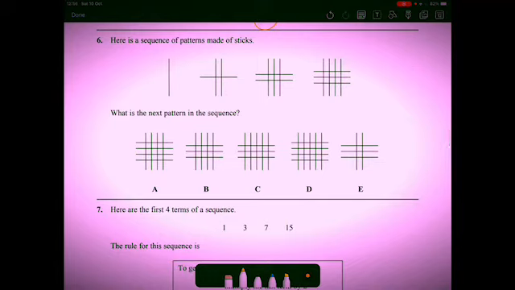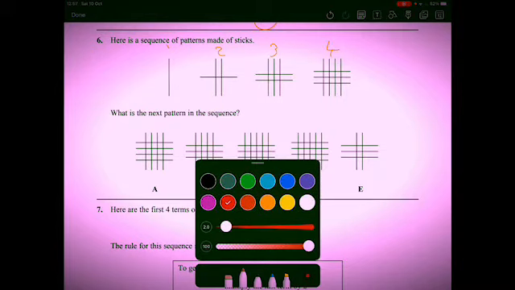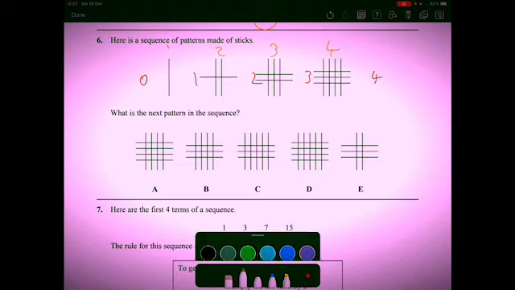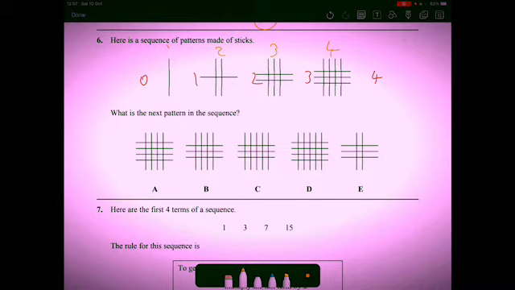Question 6. Here is a sequence of patterns made of sticks. How exciting. So we've got 1 vertical stick, then 2, then 3, and then 4. And then in terms of the horizontal sticks, we've got none, then 1, then 2, then 3. So what we'd be looking for is the one that's got 4 horizontal sticks and the one that's got 5 vertical sticks. So we're looking for 4 and 5. So that is going to be that one there. So number 6, the answer is D.